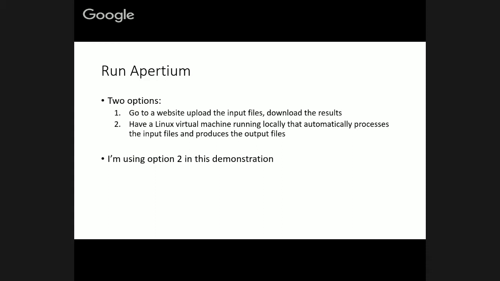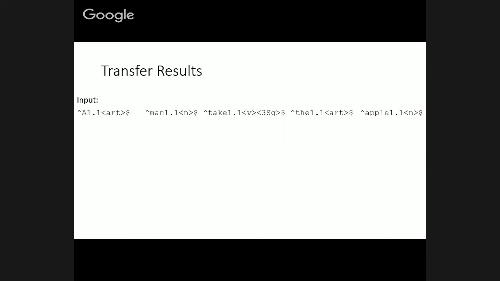So there's a couple options you have for running Apertium, and one is going to a website, uploading files, and downloading the results. That was my standard for the beginning part of this whole project. In recent times, I've been able to get a Linux virtual machine running locally that can continuously process any input files. And for this demonstration, I'm using the second option. Of course, with this second option, you have to help the person who wants to do this a little more hands-on to get it all set up. I'll talk about some ideals for the future later on.